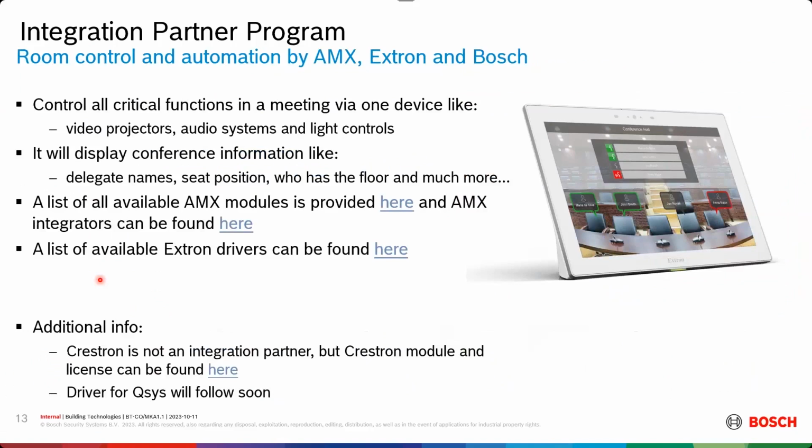For room control, we have an interface and an integration partner with AMX and Extron. Then you can control with such a touch device the complete room, lighting, etc., but also cameras. And you can, of course, control directly, for instance, the Dicentis system.